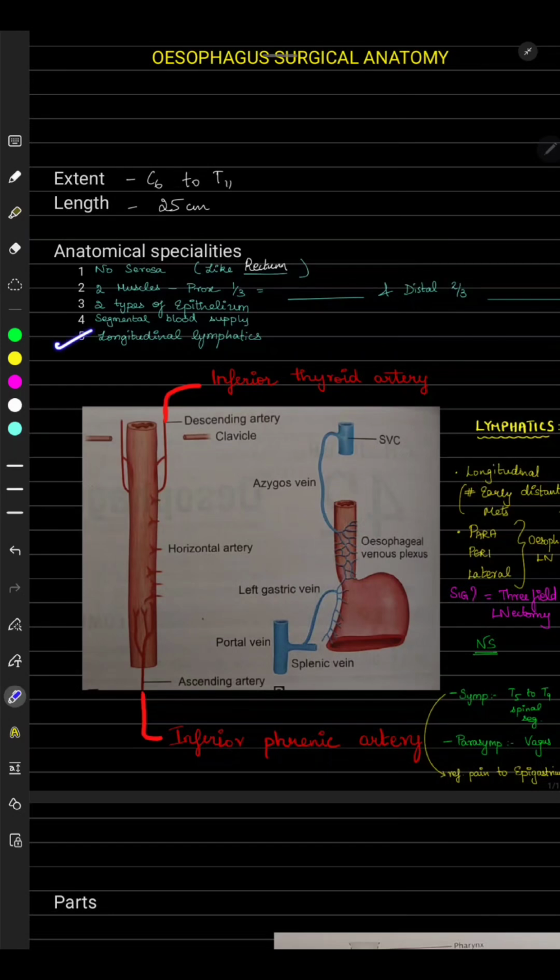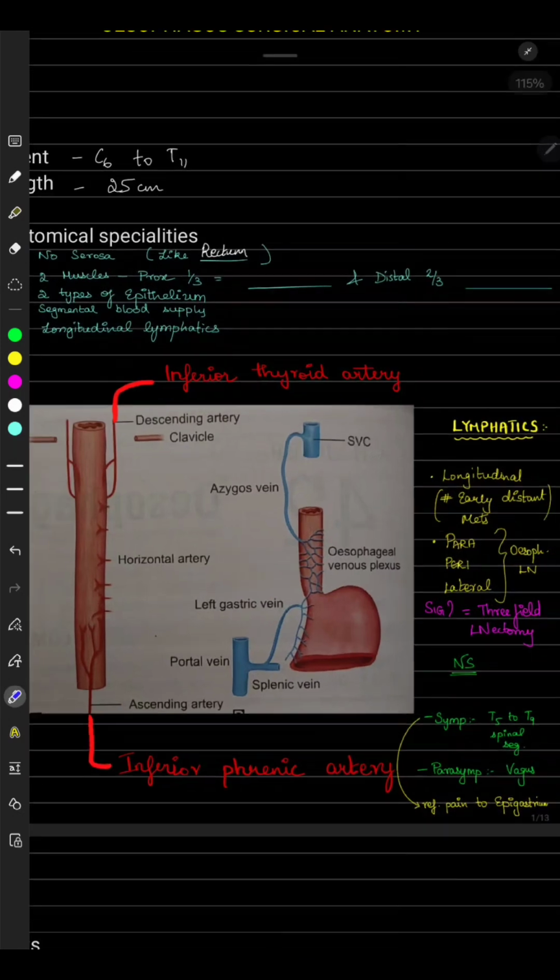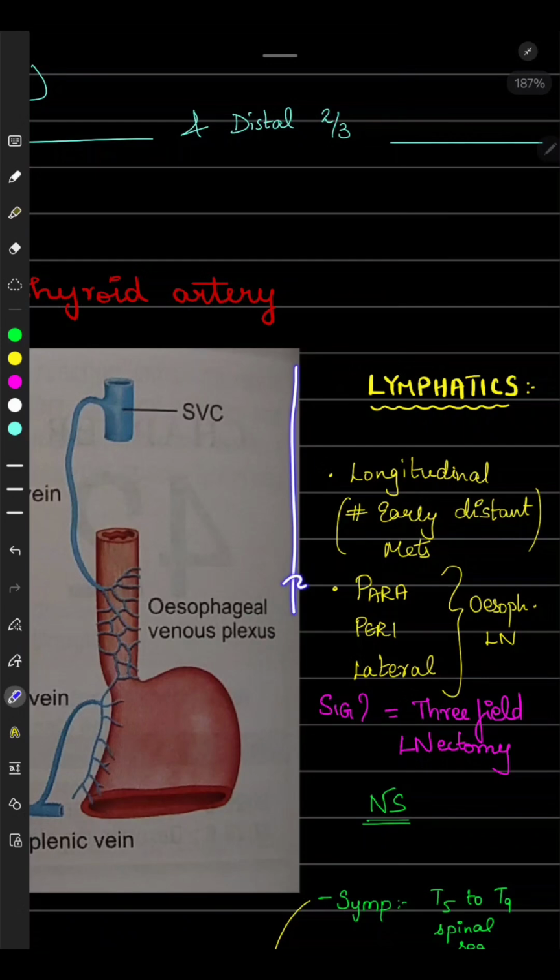And the main thing is it has longitudinal lymphatics, which is very dangerous. I tell you that. This longitudinal lymphatics plays a very important role in metastasis. Suppose this is the esophagus, and here we have an esophageal carcinoma. Because the lymphatics are present in the submucosa, it can easily metastasize proximally, and it can also easily metastasize distally, even without the tumor depth being so great. That's the problem with the lymphatics being arranged longitudinally, especially in the submucosal plane.